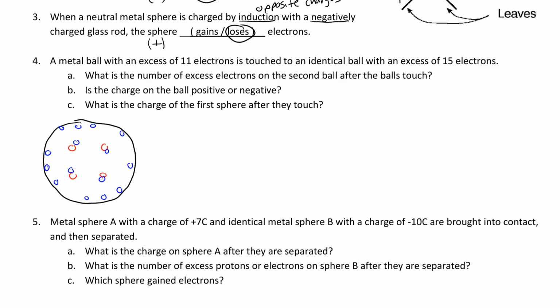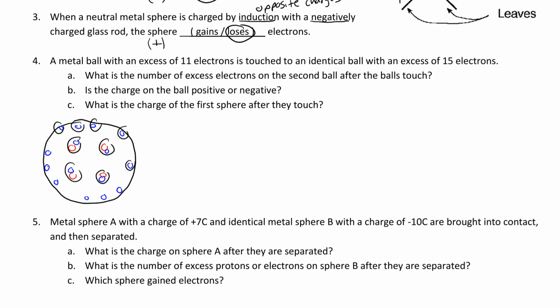So we have our first sphere, and I drew like 4 neutral atoms here just to represent the fact that there are protons here. They're just being balanced out by some electrons, but we have an excess of electrons. So this one has 11 excess electrons, and they're all evenly distributed on the surface of the sphere because they're repelling against each other. They want to be as far away from each other as possible. They all have a negative charge.